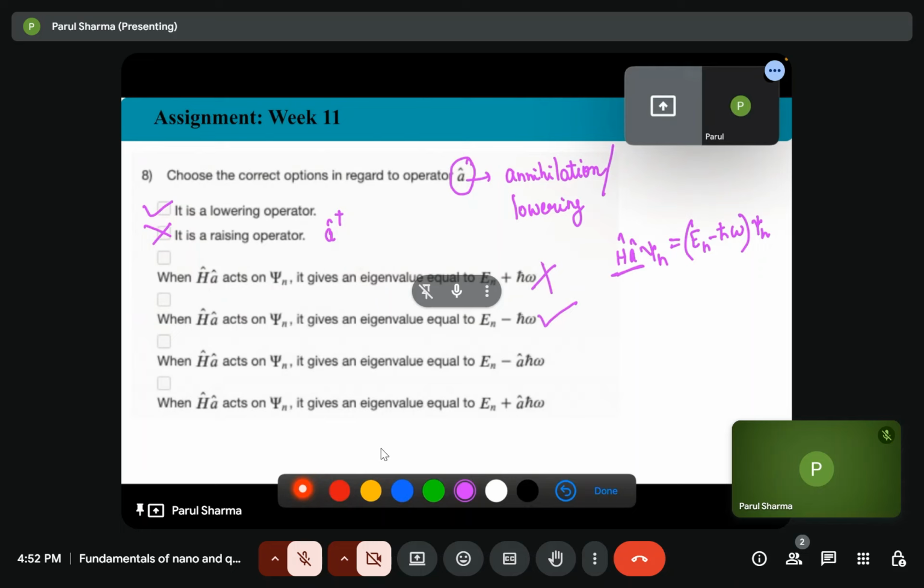So H A is an eigenvalue of H. No. So no, these two are correct. It's a lowering operator, so it will give you the eigenvalue of En minus H cross omega.